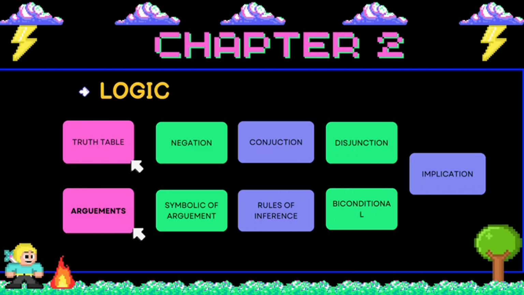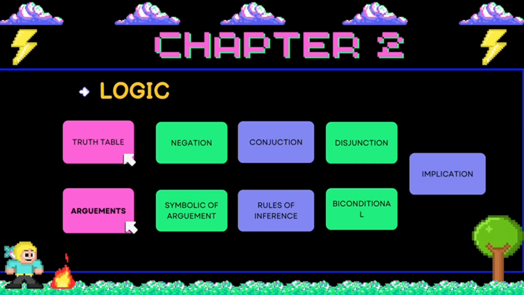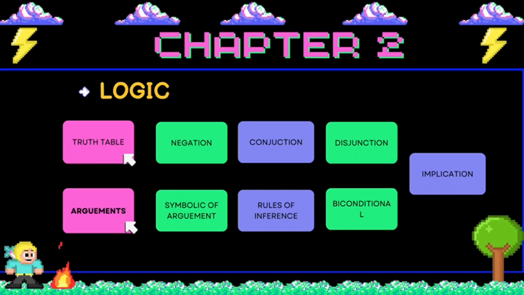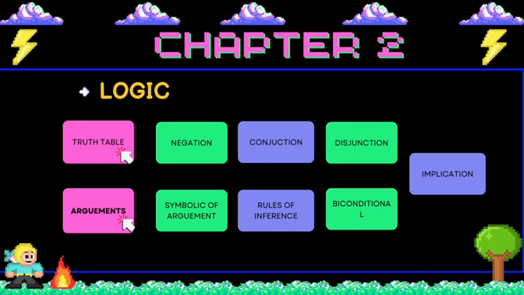Okay, chapter 2 is logic. In this chapter, we have the truth table. The truth table will cover the negation table, conjunction table, disjunction table, biconditional table, and implication table. And in this chapter, we also have argument. In argument, we have the symbolic form of argument and rules of inference.